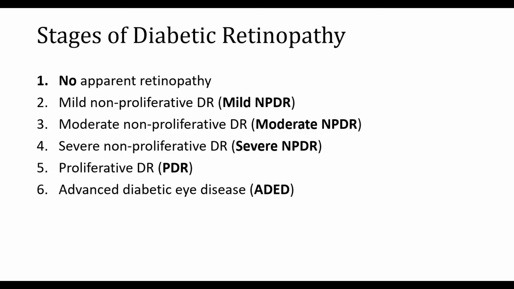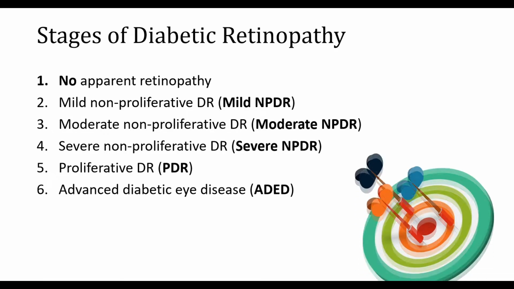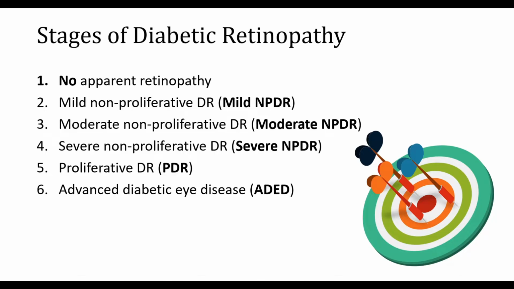There are a total of 6 stages of DR, which range from diabetic without retinopathy, non-proliferative diabetic retinopathy, proliferative diabetic retinopathy, and advanced diabetic eye disease. Each of the stages differs with its own funduscopic findings.